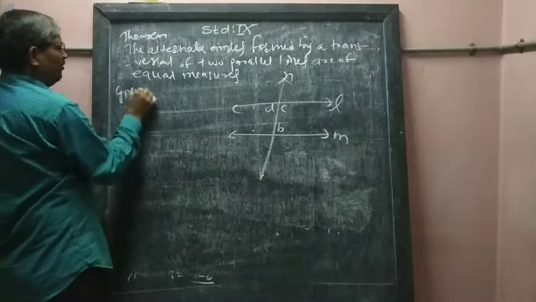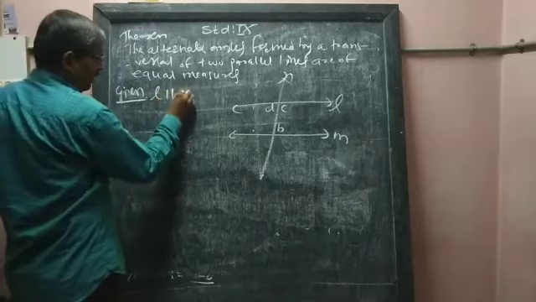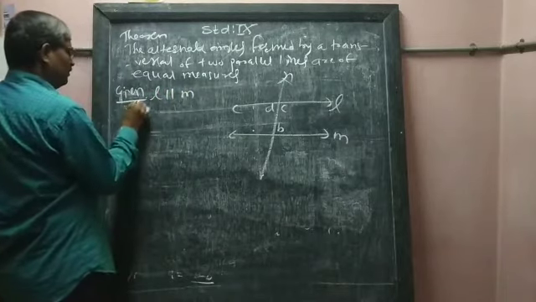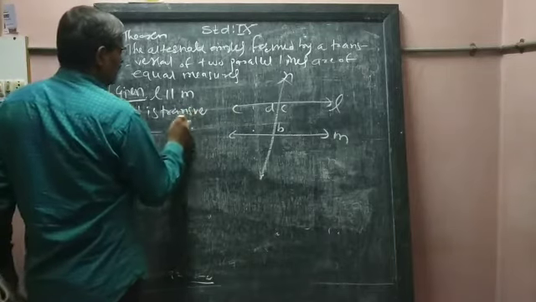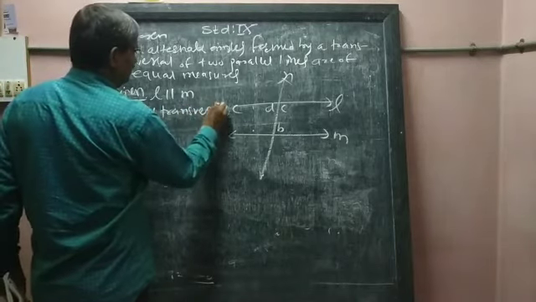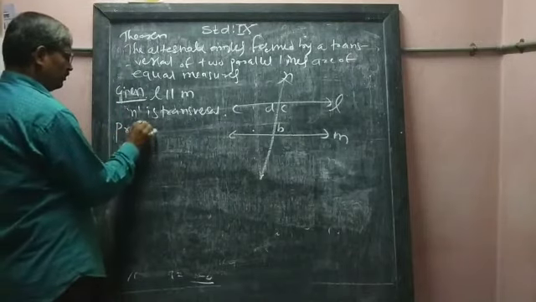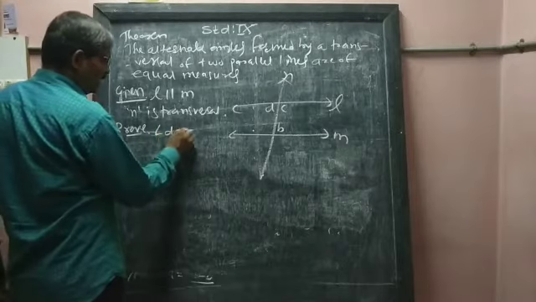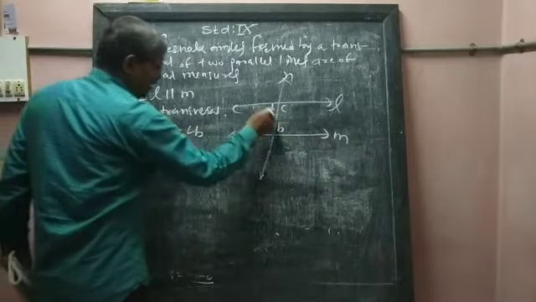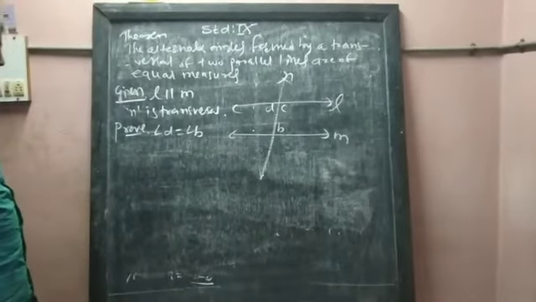We should write here, given. What is given, that we will see. L parallel M. N is transversal. Now you have to prove alternate angles are equal. Angle D is equal to angle B. D and B are alternate angles. These two angles are equal.